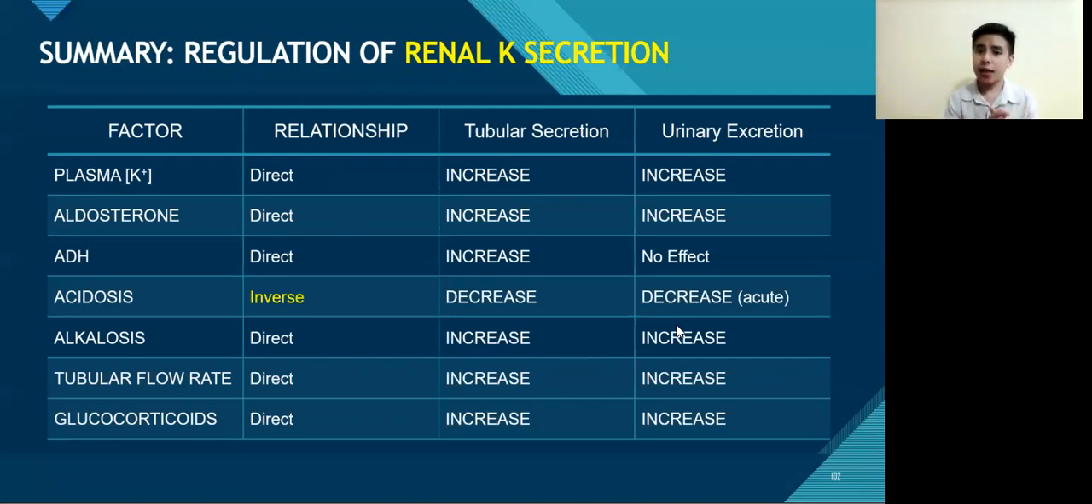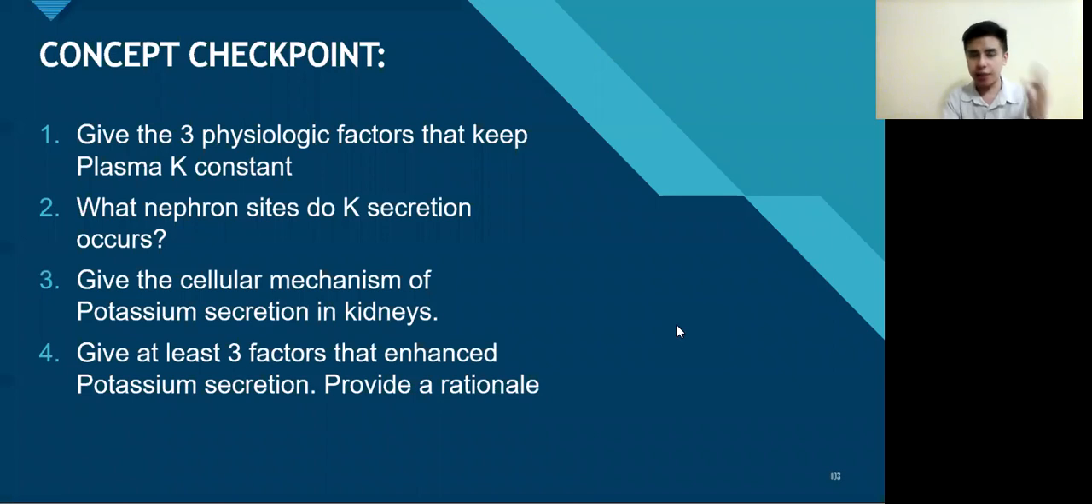So, in summary, we've discussed the plasma potassium and the potassium handling in the kidney. Okay, and then the regulation of plasma K, the 3, and the regulation of renal K secretion, which is this followed. So, give me the 3 physiologic factors that keep the plasma K constant. What are the nephron sites where potassium secretion occurs? So, there are 2. Diba? May constant reabsorption. Then there are 2 areas where there's a variable reabsorption or secretion. What are the 3 cellular mechanisms for potassium secretion? And give at least 3 factors that enhance potassium secretion and their rationale.